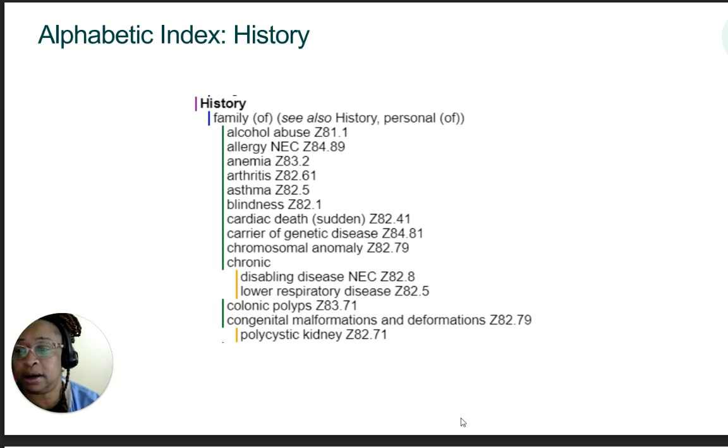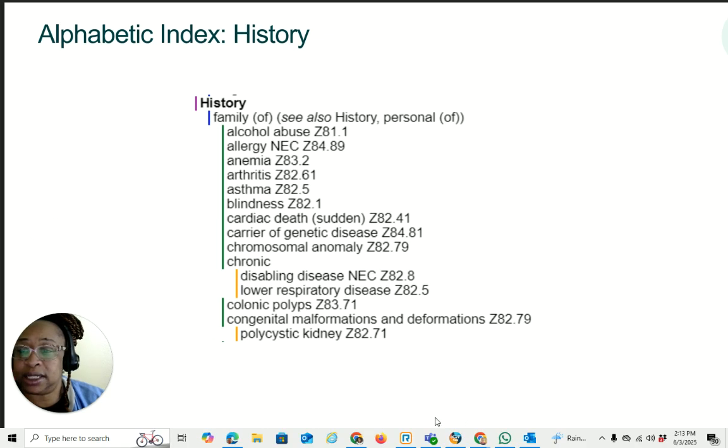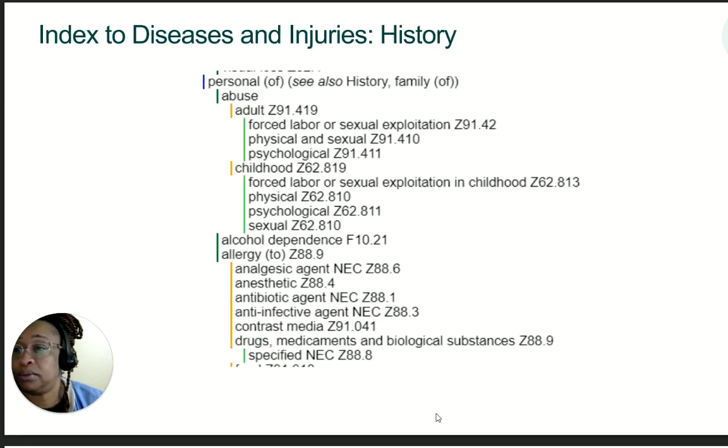So we see here in the example that it has the family history, and it says alcohol abuse, arthritis, asthma, blindness, cardiac death sudden, carrier of genetic diseases, and so forth. So anytime we're having that transition, we need to go under history and family if we're talking about family. Secondly, if we're talking about personal, we're going to go under personal history.